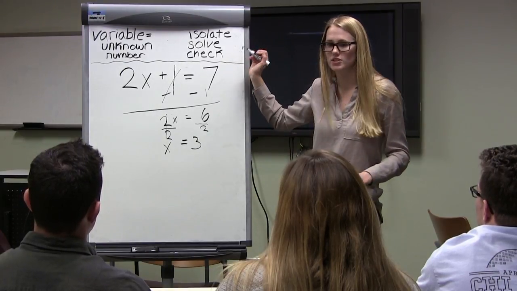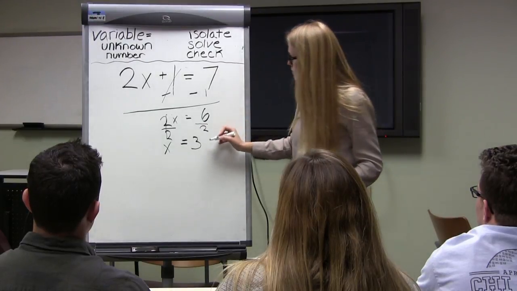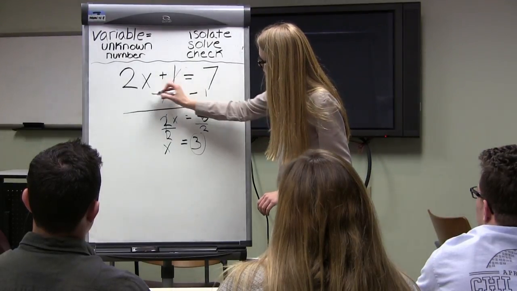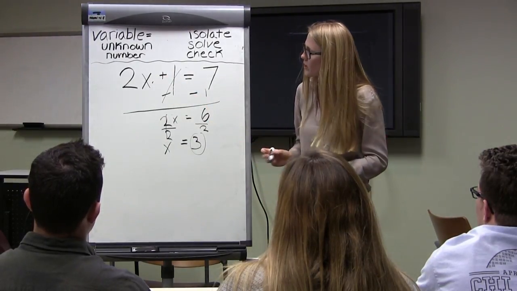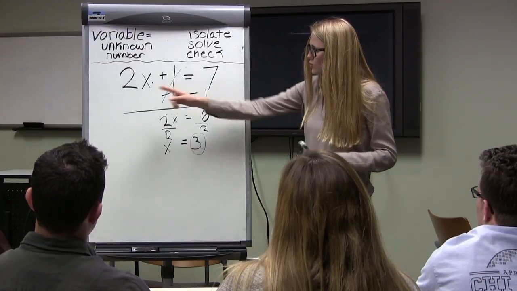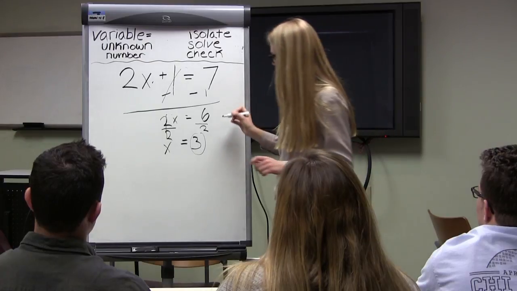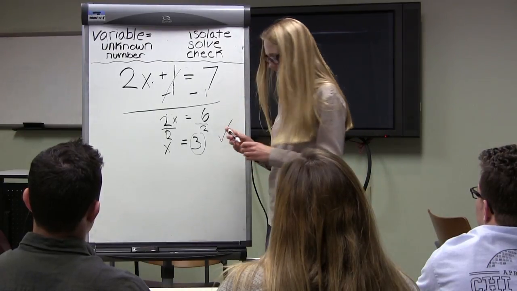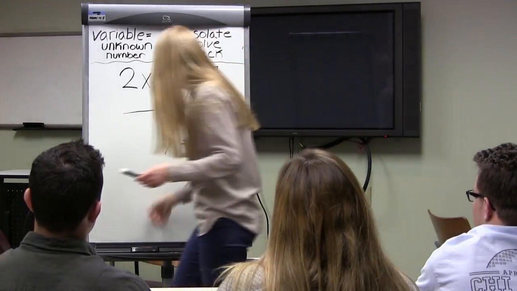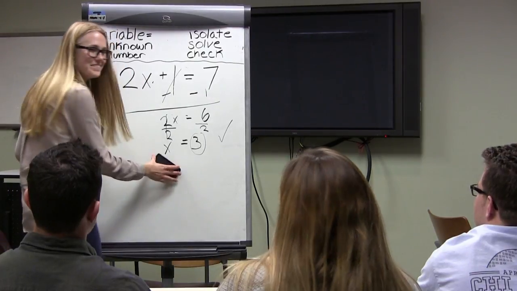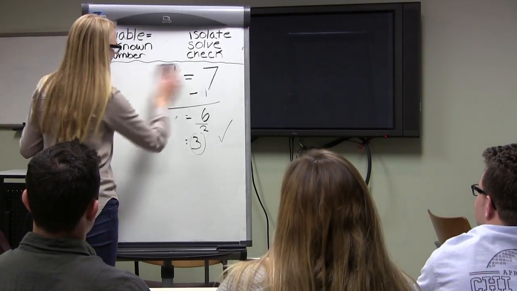The last step of the equation is to check to make sure this is correct. We check by plugging this number back into the equation for x. So 2 times 3 is 6, plus 1 is 7. So this is correct. Does anybody have any questions? You guys got it? Good job.